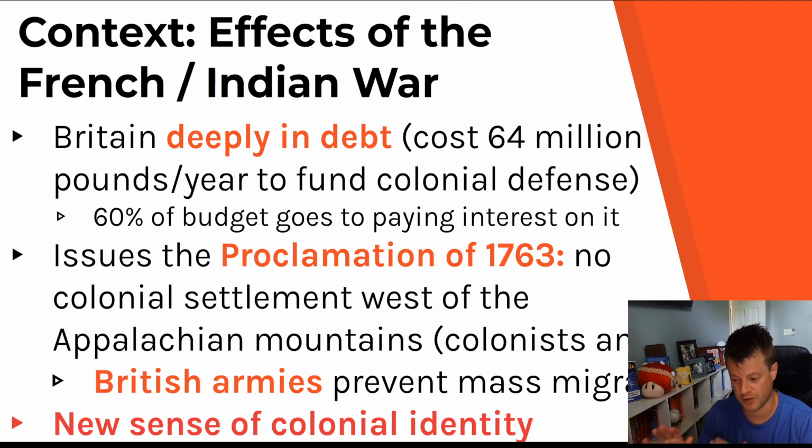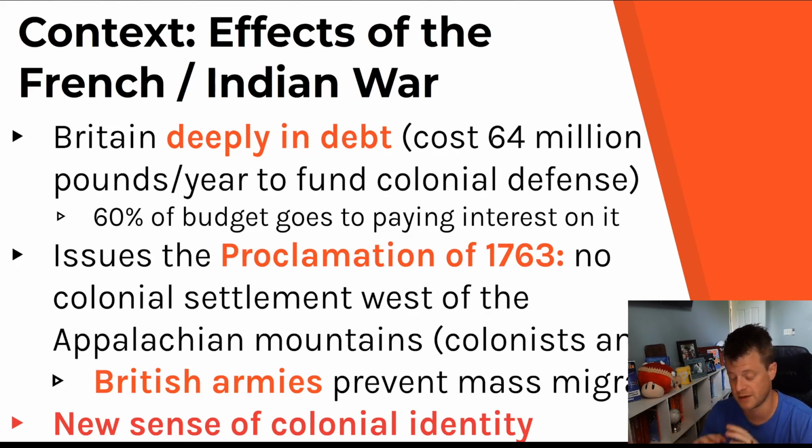Wars are crazy expensive because of the armies that you have to field, all the supplies, when you shoot a cannonball, you don't get that value back, right? And so after this war, Britain is crazy in debt. As you can see there, it costs £64 million a year just to fund colonial defense, and this lasts for 7 years, right? So you can do the math on this really quickly. And just to be able to pay the interest on the debt, Britain has to commit 60% of its budget every single year. They're not even paying down the debt. They're just paying the bank to keep the debt alive, for lack of a better word.